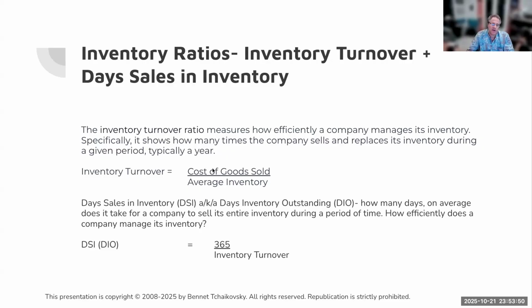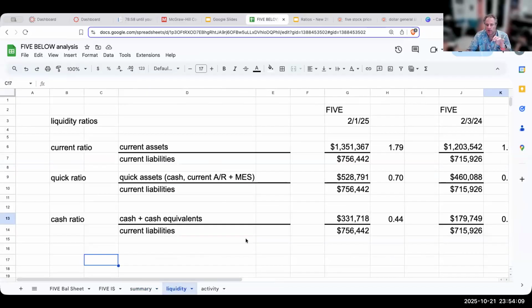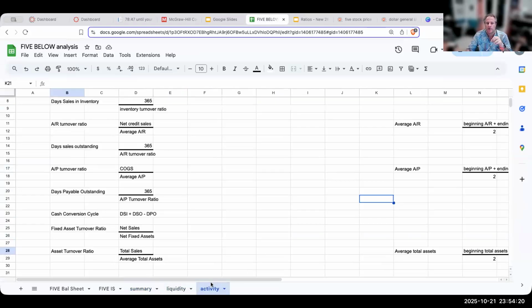So the way we're going to figure this out is we're going to take our cost of goods sold and divide it by our average inventory. Let's go ahead and do this for Five Below. One of the things you'll see that I've added, and if you're taking one of my classes, is a summary page. As you saw in the prior video on liquidity, we'll show our calculations over here and put our summary over here. If you're doing this for more than one company, you'd add your other companies right over here. But let's take a look at our activity ratios.